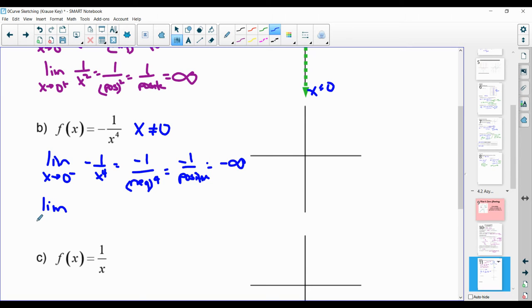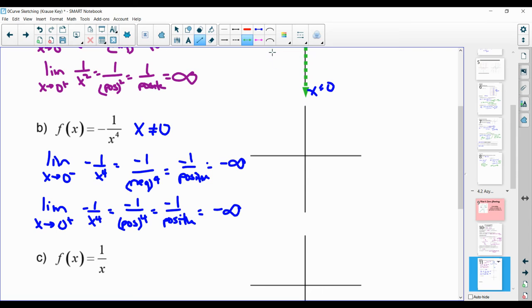Then if we look at the right-hand limit, x approaching 0 from the right-hand side, negative 1 over x to the 4th. Any values approaching 0 from the right-hand side are positive numbers. So it's going to be some positive number to the 4th, which is still negative 1 over a positive number, which means we're again approaching negative infinity. So our asymptote will happen again at x equals 0. And if we sketch our graph, we're going to be approaching negative infinity.